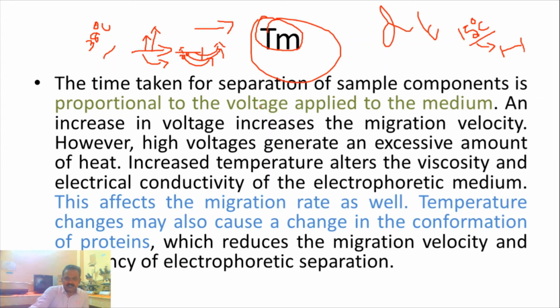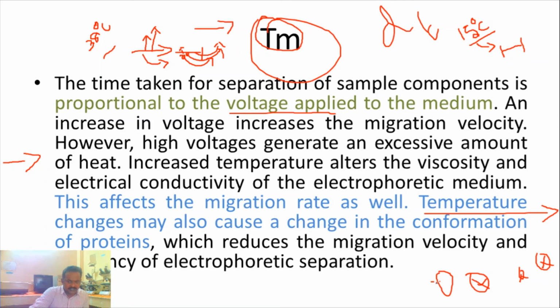Yes, because we are applying voltage also. The voltage is resisted in the medium, and automatically friction is created. The friction will generate some heat also. So we can maintain the temperature for the particular time of migration. And you know very well, if the temperature is increased, the protein gets denatured, DNA gets denatured, and lipid molecules decrease in solubility.